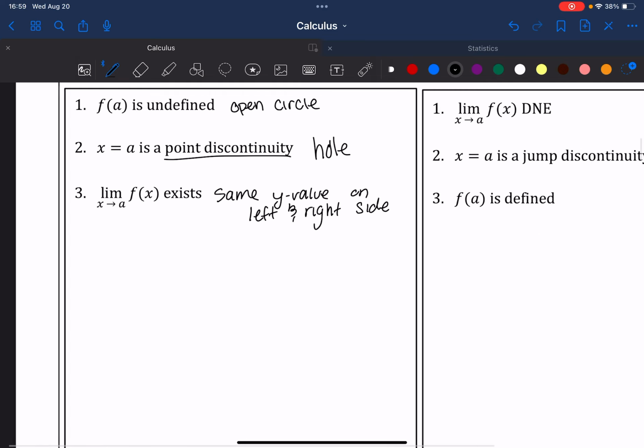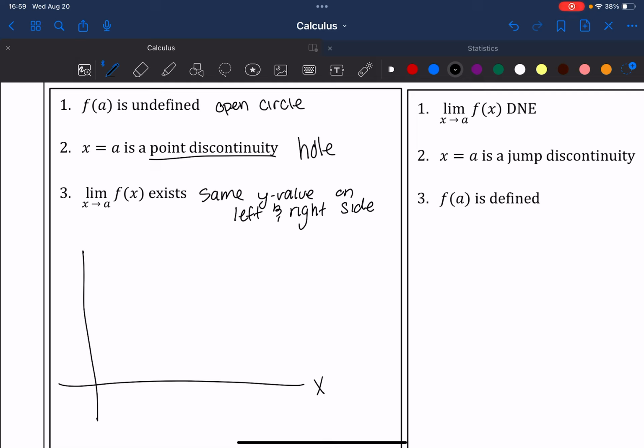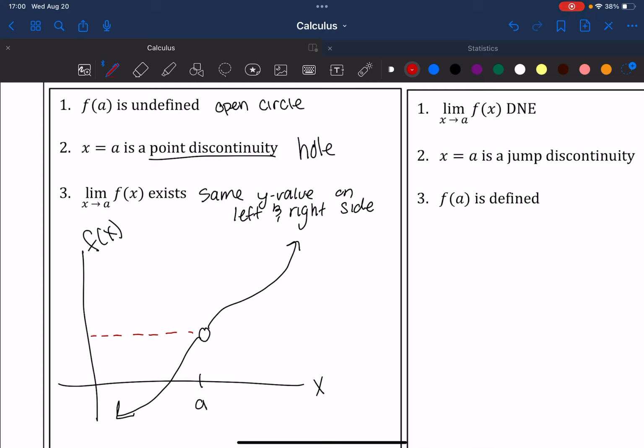So if I was to sketch something that looks like that, here is my x, here is my f of x. I know at some point a, it's undefined by a hole. However, I know that both sides of my function are going to approach a at some point, some real number b. So this would be one way to do this example. Of course, there are so many ways that you could have drawn out the function, but this is just one way.